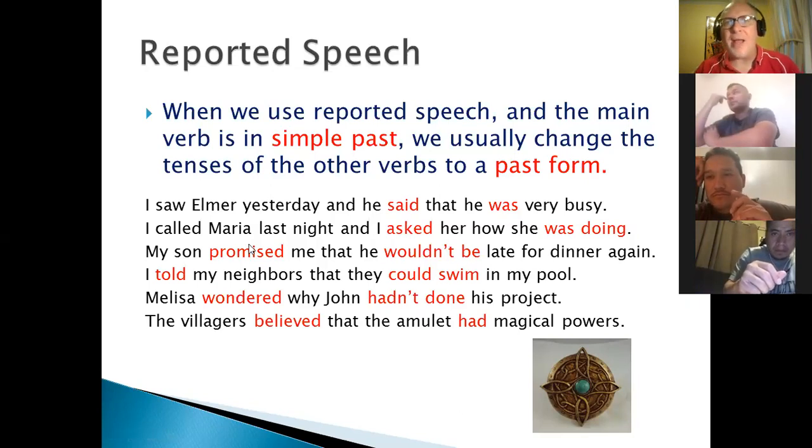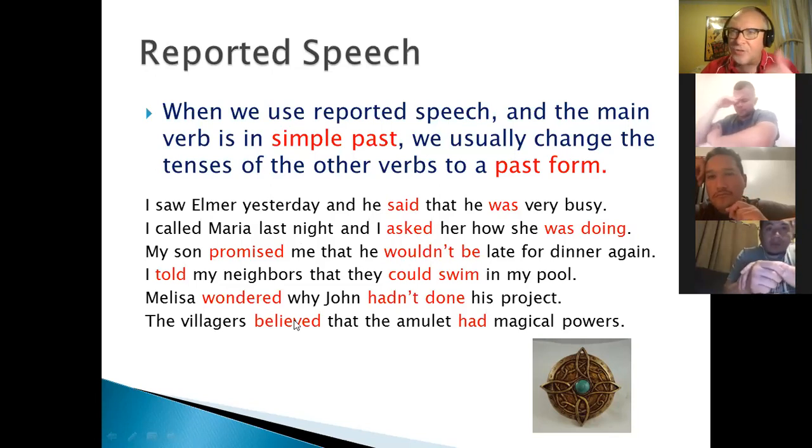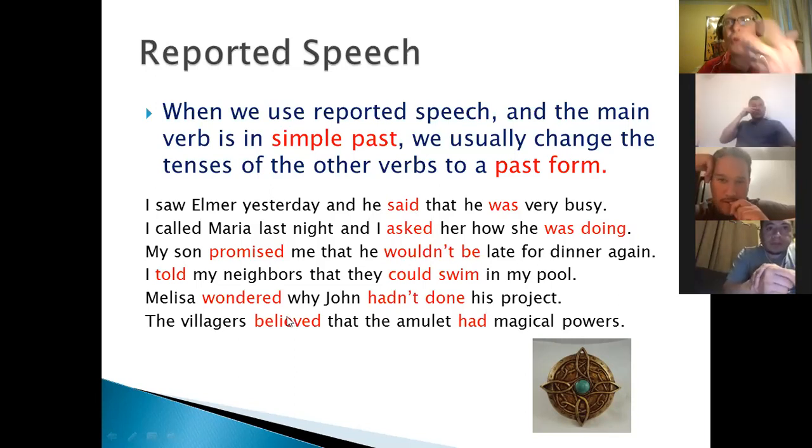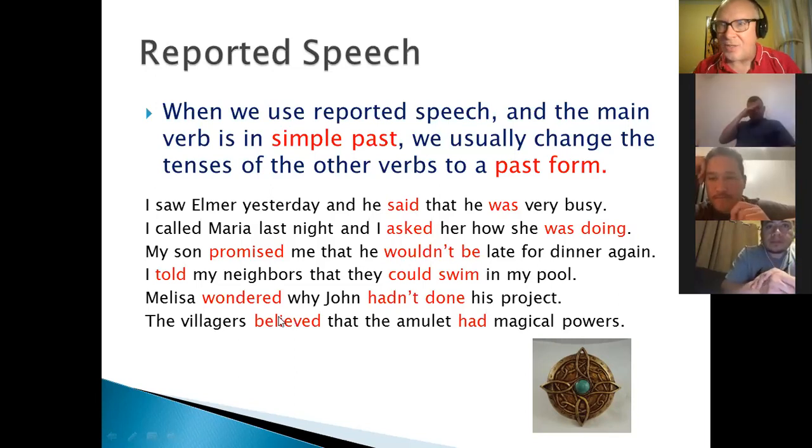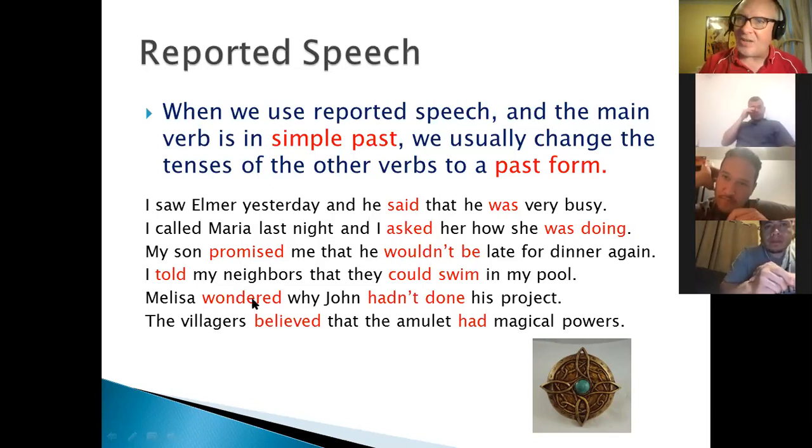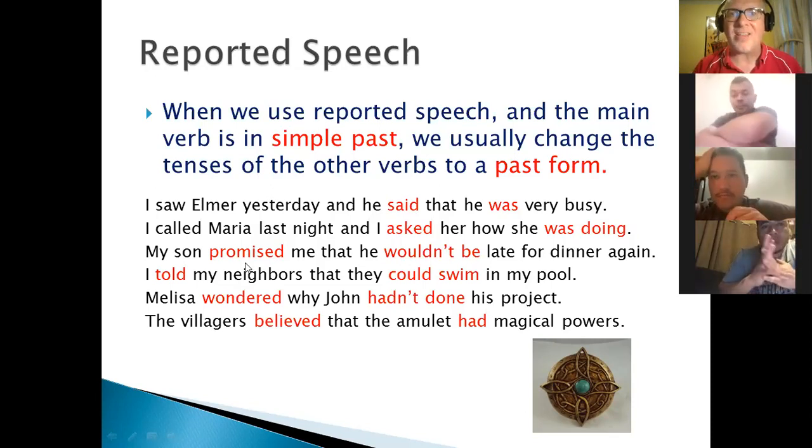So look at my first verb. Simple past, right? Said, asked, promised, told, wondered, believed. When that first verb is simple past, todos los otros need to be simple past. All the others need to be some kind of past. Not necessarily simple past, but some kind of past. All right, let's look at this more closely.